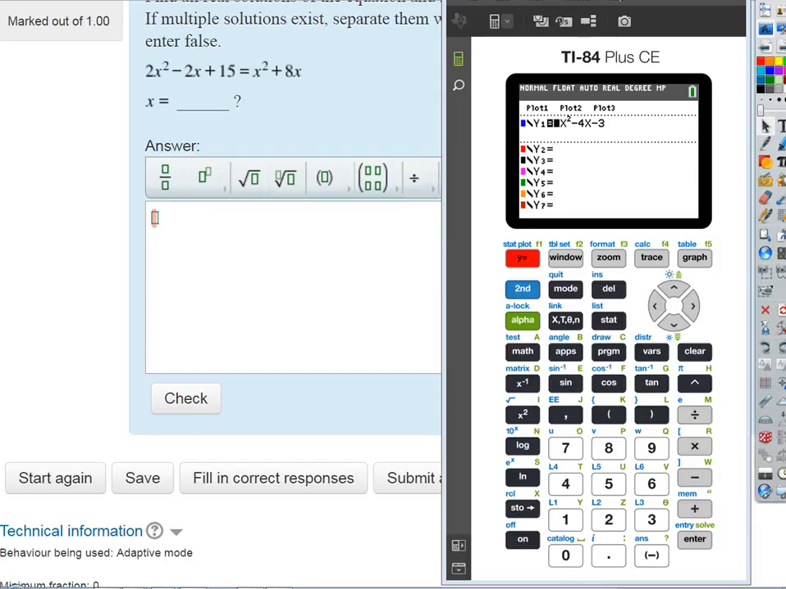We can go up here into y equals, and if we have stuff on both sides of the equation, we could just graph the left part as y1 and the right part as y2, and then do what with the graphs? Remember, if I'm trying to find the places where 2x squared minus 2x plus 15 equals x squared plus 8x.